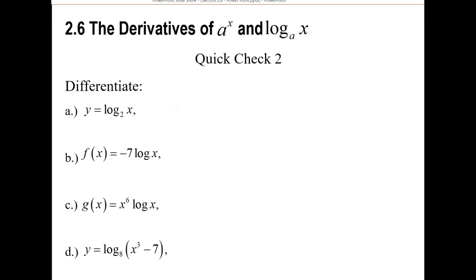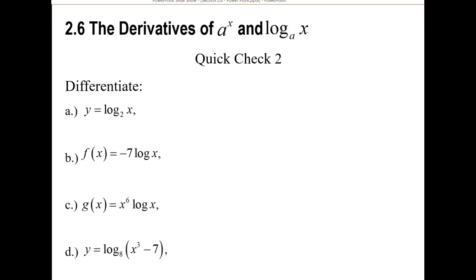All right, so let's try a few more. Log base 2 of x, negative 7 log of x, x to the 6 log x, and log base 8 of x cubed minus 7. So you may want to pause the video right now and try these on your own just to make sure that you understand what the formula is and how it's used, and then you can press play to check your answers.